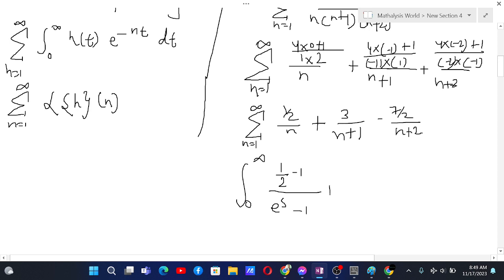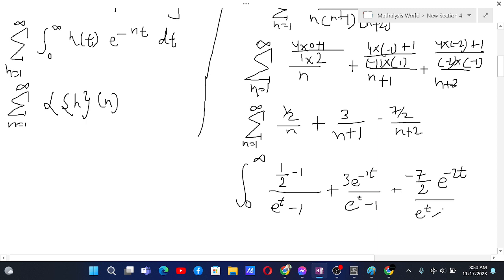And the Laplace transform of 1 by s plus 1. So basically for 1 by s it is just a constant, but since we have plus 1 over here, we need to bring e to the power minus 1 s. Okay, so it's better if I do this with t rather than s, because t seems more appropriate for an integral. And 3 times e to the power minus 1 t by e to the power t minus 1. And for this one, we have minus 7 by 2, and we have e to the power minus 2t for this plus 2 by e to the power t minus 1 dt.